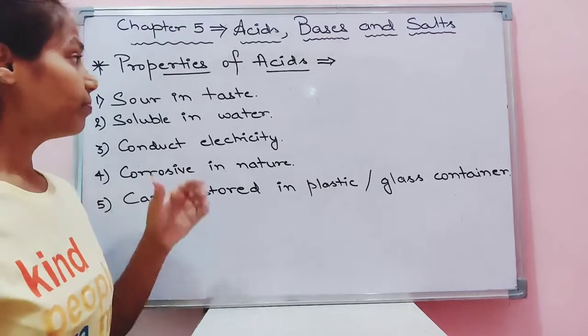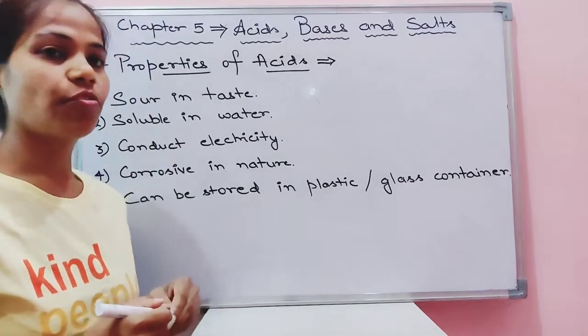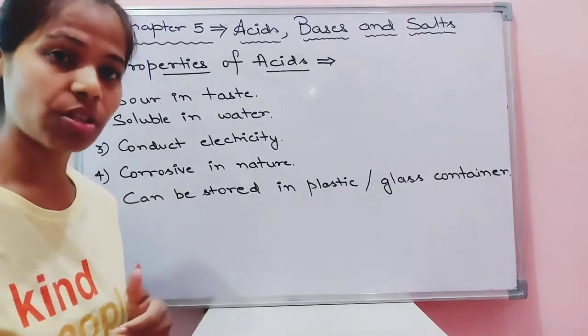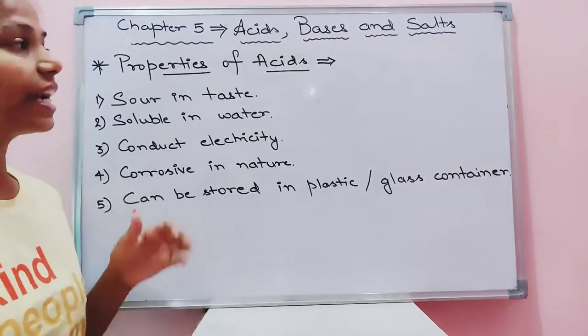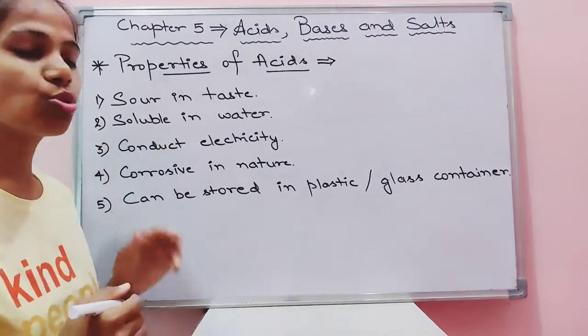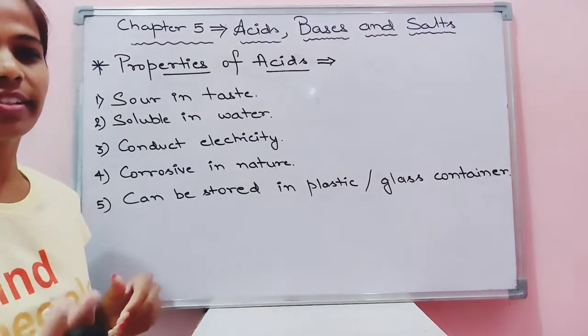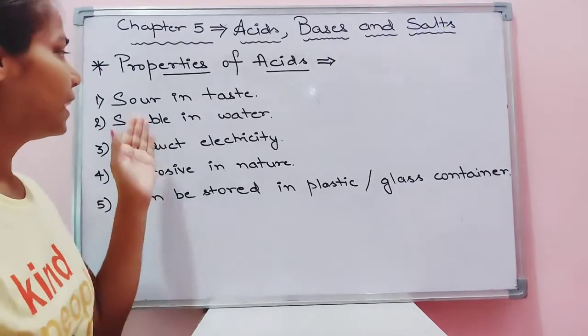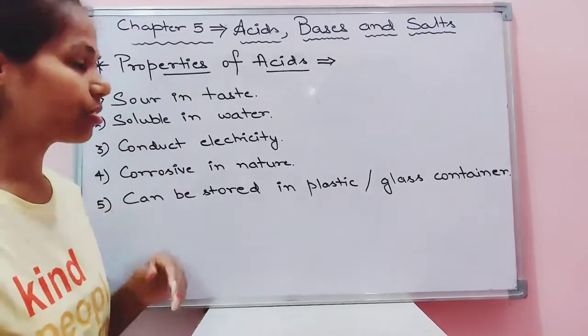Next topic, children, properties of acids. We are having several properties of acid with the help of which we can identify the acidic substances. Very first one is they are sour in taste. If you had tasted the organic acidic substance like your citrus fruit, they are having sour taste.